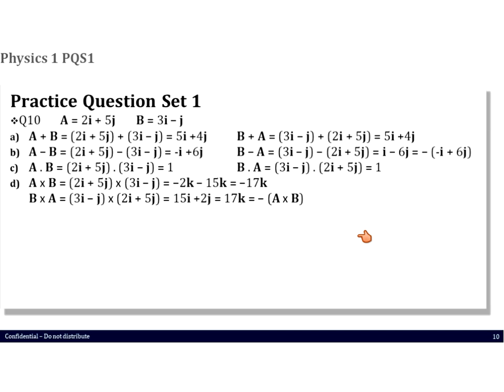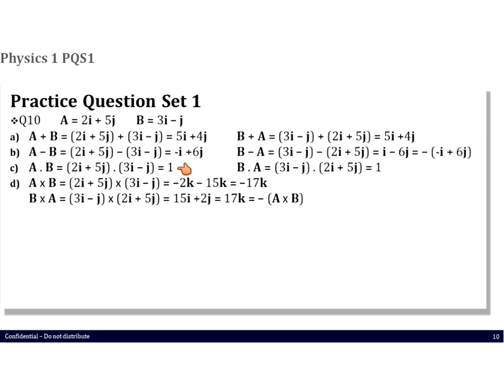A is 2i plus 5j and B is 3i minus j. So for A plus B, just add the respective components. You have 2 plus 3, 5i. 5 minus 1: it is j, so it is actually 1j. If there is nothing, then that is 0j. So 5 minus 1, 4j. So the answer is there. B plus A will be the same.